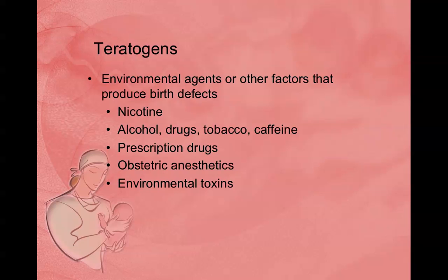Teratogens are environmental agents or other factors that produce birth defects. Things like nicotine, alcohol, drugs, tobacco, prescription drugs, obstetric anesthetics, or environmental toxins can lead to developmental problems in the fetus.